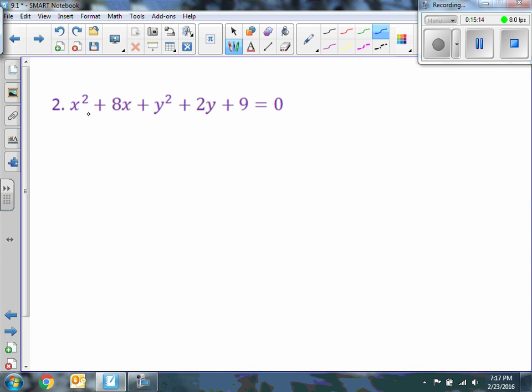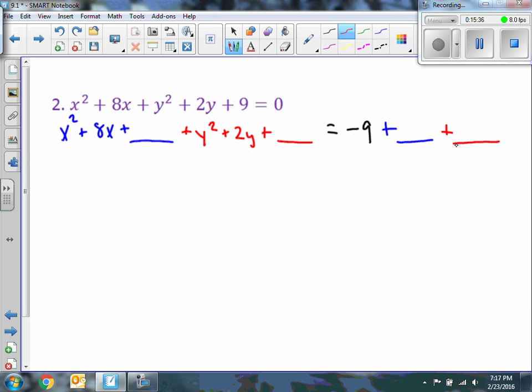So first thing first, we have our x squared plus 8x plus our blank. Then we're going to have plus y squared plus 2y plus our blank. And that is going to be equal to, take our 9 over, negative 9, plus our first blank, plus our second blank. Do not forget what you do to one side, you have to do to the other side. So if you recall from earlier, we're going to take b over 2 and square it. Sorry about that, b over 2 and square it.